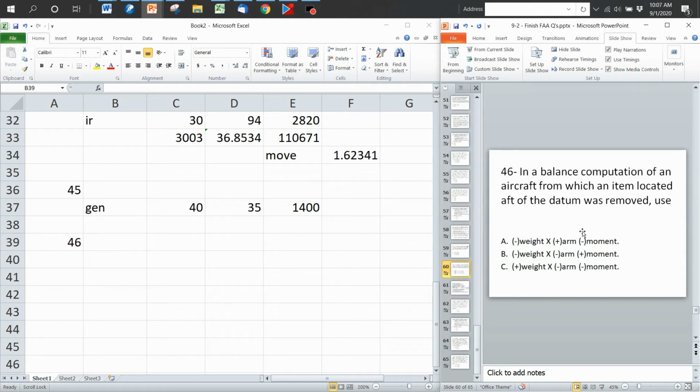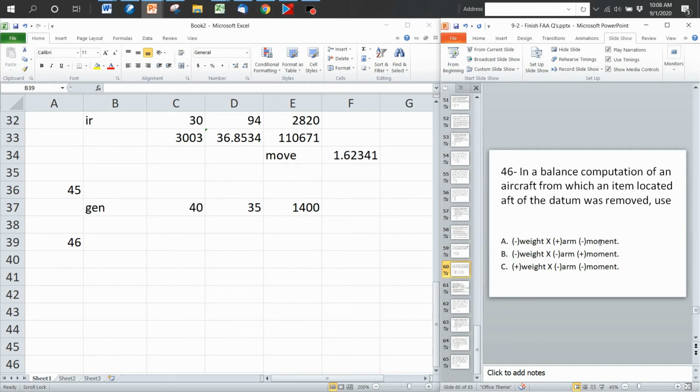46. I'm not actually going to do this because this one should have been in yesterday's or last session. In a balance computation of an aircraft from which an item located after the datum was removed, use. All right, so it's aft of the datum. After the datum means that the arm is positive, right? So actually, I already know the answer is A because it's the only one with a positive arm.